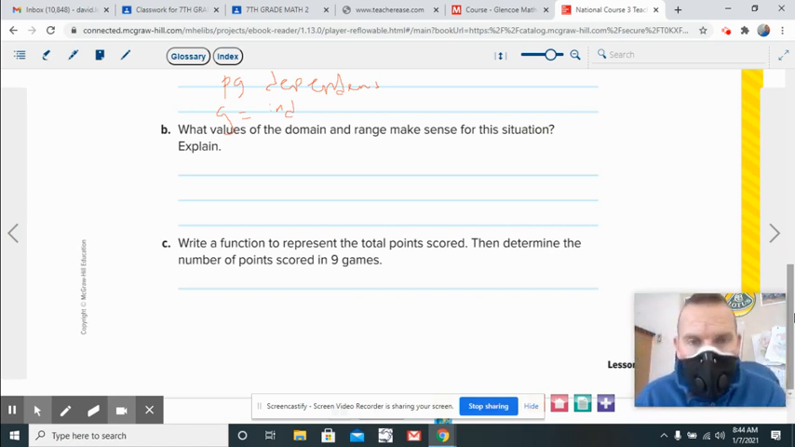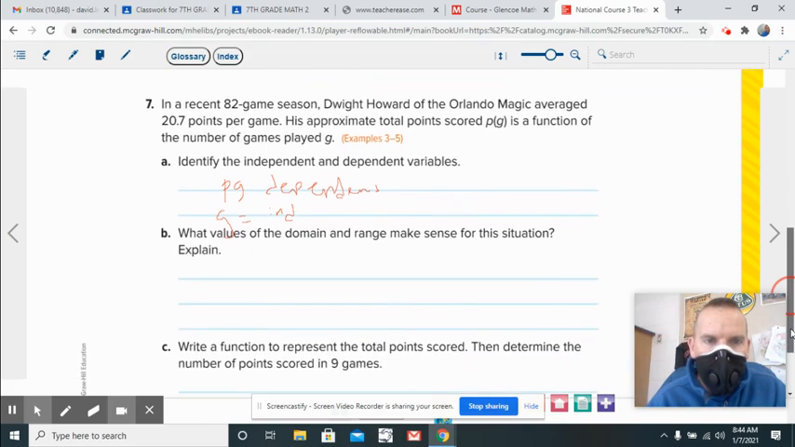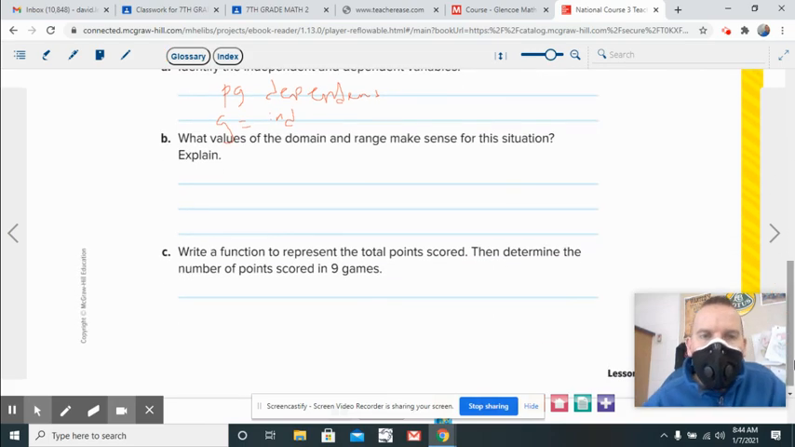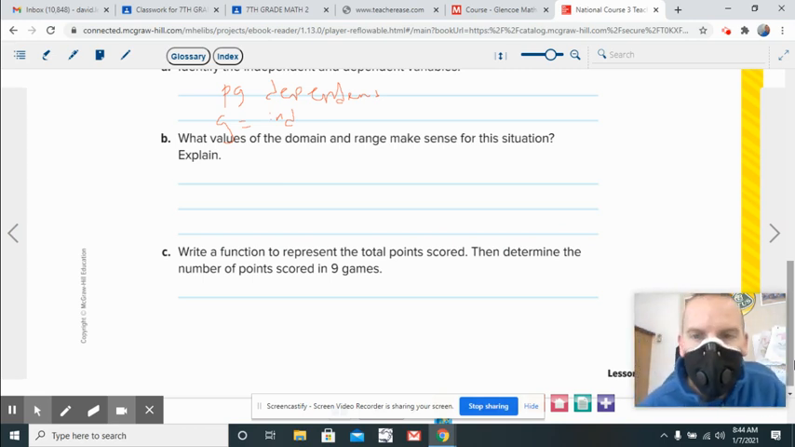And the range, right here, this is our range. This is our Y value. That has to be positive numbers. And it has to be a multiple of 20.7, right? Because if he played one game, you do 20.7 times 1. He played 80 games, 20.7 times 80. Okay, so again, they're always a multiple of 20.7.